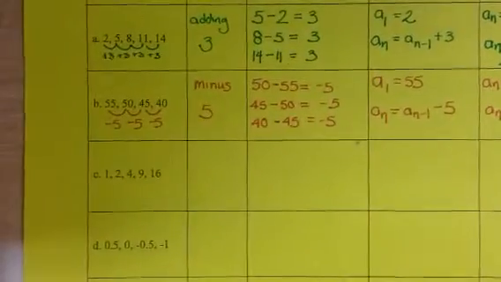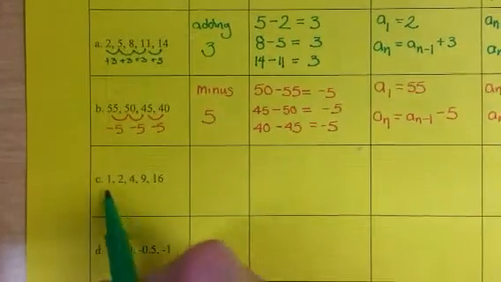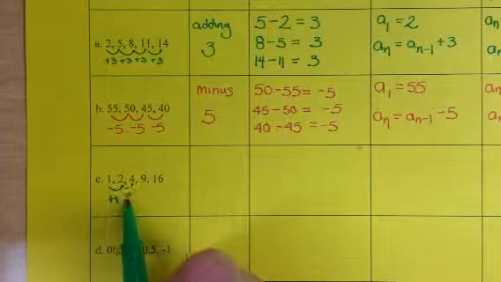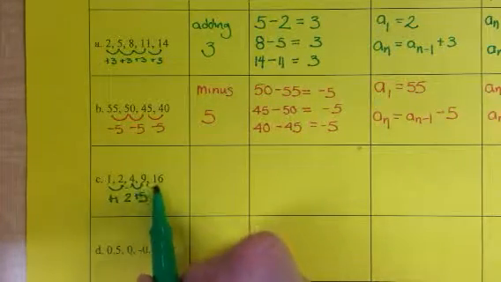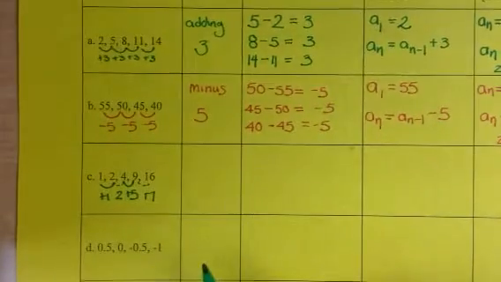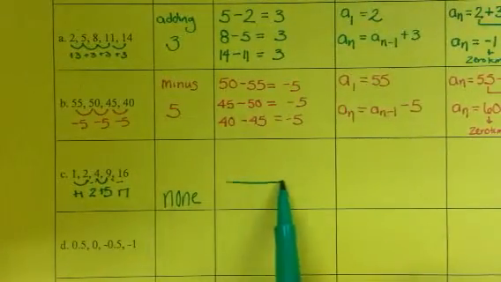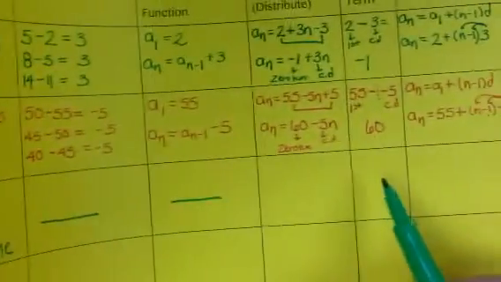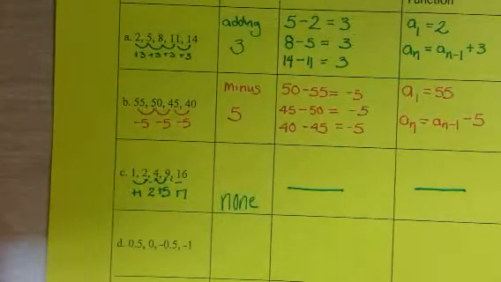Okay, let's look at another one. So here, to get from 1 to 2, we add 1. But 2 to 4, we have to add 2. And 4 to 9, we're adding 5. And 9 to 16, we're adding 7. So there is no pattern. If there is no pattern, then you can't find the next minus previous. You have no recursive, you have no zero term, and you have no explicit function. So if there is no pattern, you cannot find the recursive or the explicit.